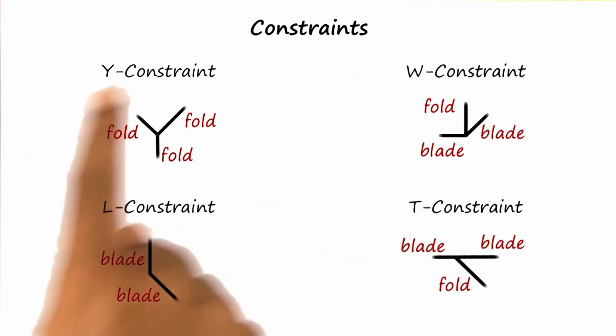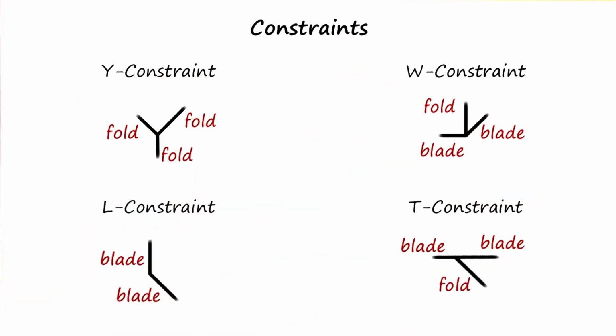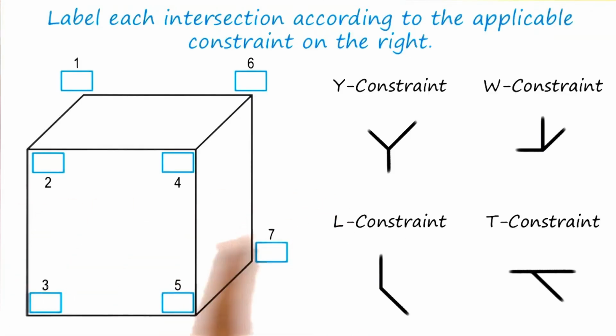Given this set of very simple constraints for the world of trihedral objects, let us see how these constraints actually can be propagated to group edges into surfaces. Let us do an exercise together. Here is a cube with its 7 junctions. For each of these junctions, identify the kind of junction that it is.